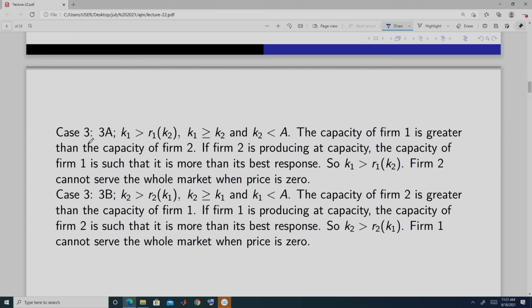Next case is case 3A, where the capacity of firm 1 is greater than this amount. Okay.